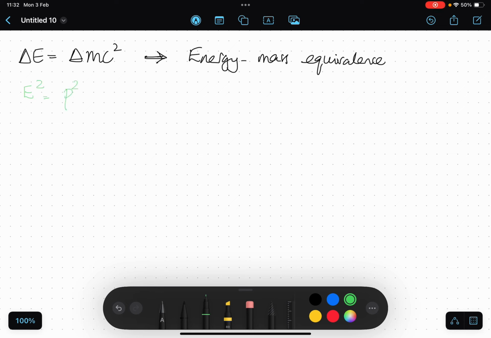Now, strictly, the full form of Einstein's equation actually looks like this. E squared equals p squared c squared, where p is momentum, plus m squared c to the power of 4. That's the full form of Einstein's equation. Now, why am I telling you this? Because we're going to need one of the outcomes of this in a little bit.